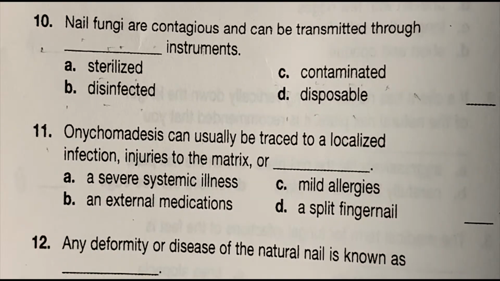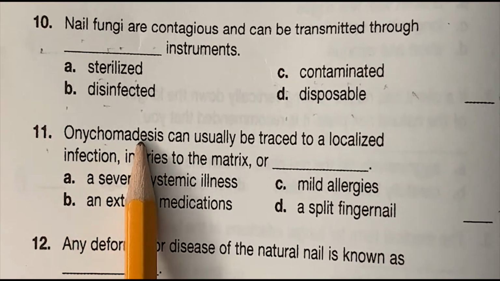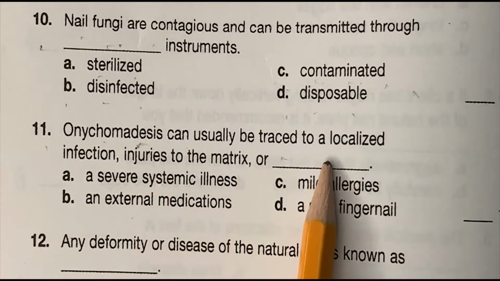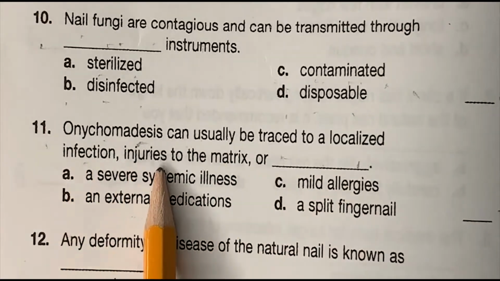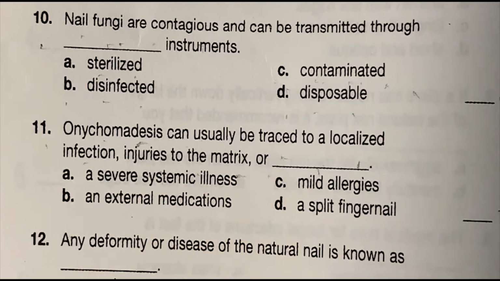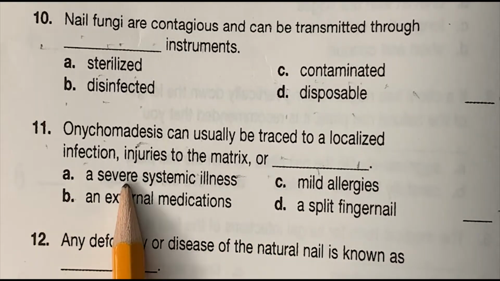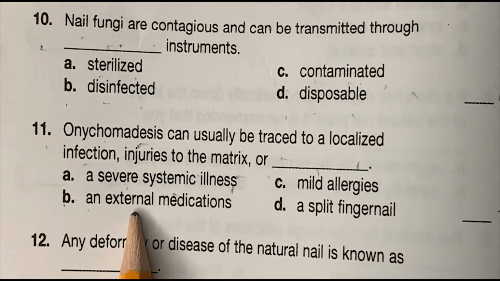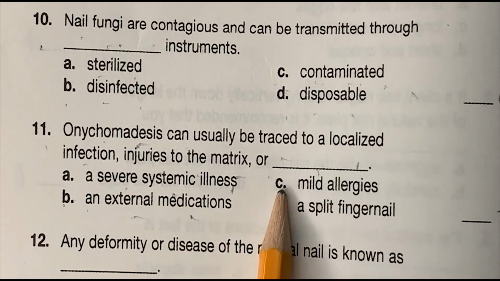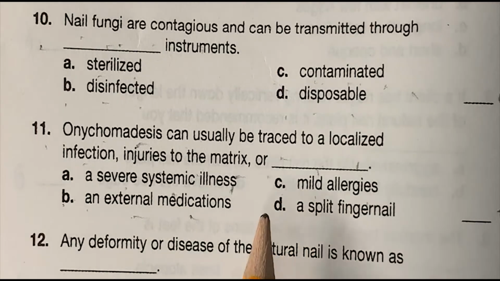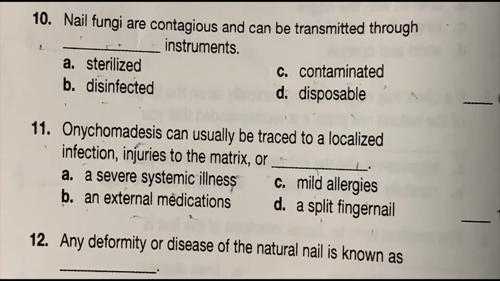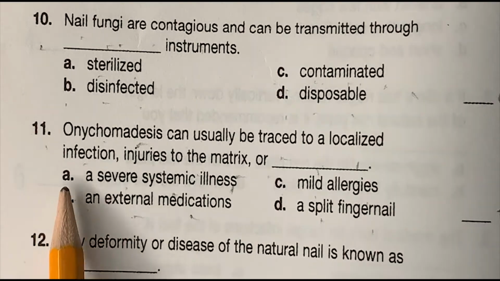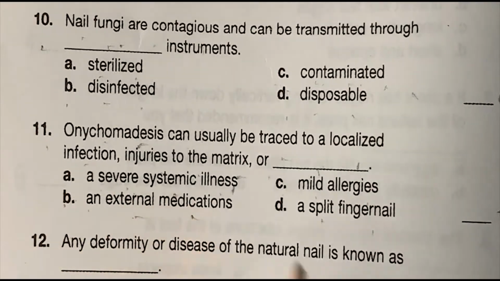Number 11, onychomatosis can usually be traced to a localized infection, injuries to the matrix, or blank. Is it A, severe systemic illness, B, an external medication, C, mad allergies, or D, split fingernail? And your correct answer is A, a severe systemic illness.